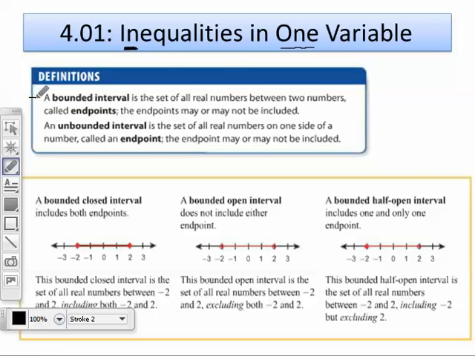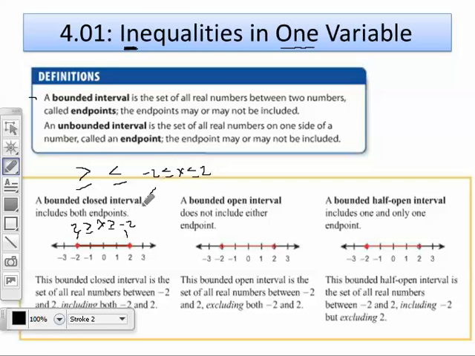A bounded inequality is one where I have both ends of an inequality and they're both solid points, meaning that we've got a greater than or equal to or a less than or equal to at both ends of the equation. Okay? That would be something like x is greater than or equal to -2, which is less than or equal to 2. Okay? Could have written it the other way around. I could have said -2 is less than or equal to x is less than or equal to 2.